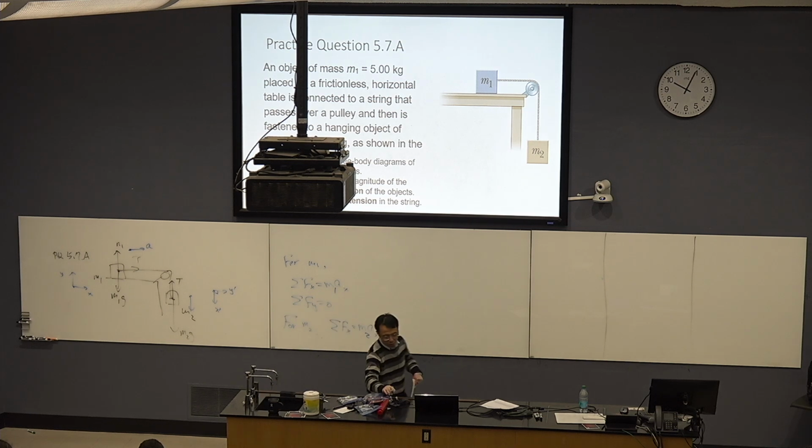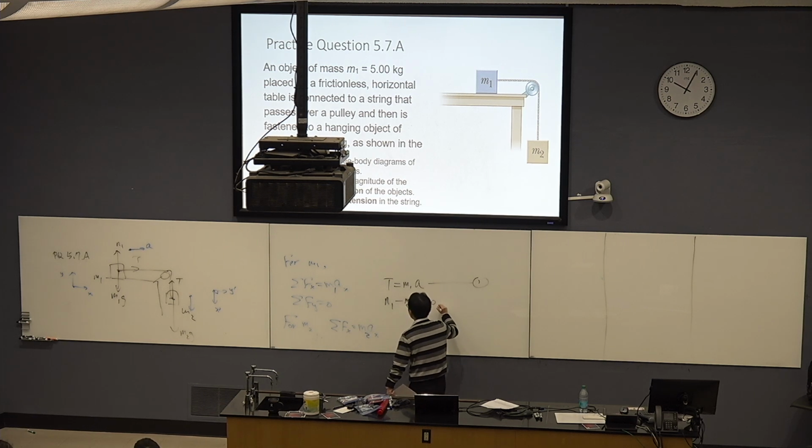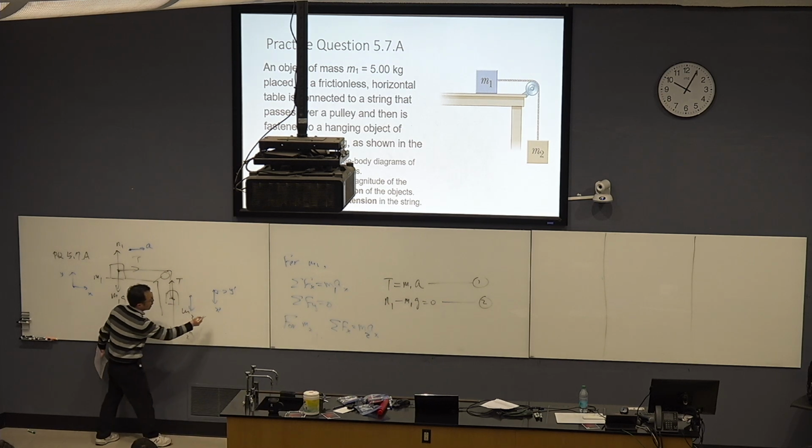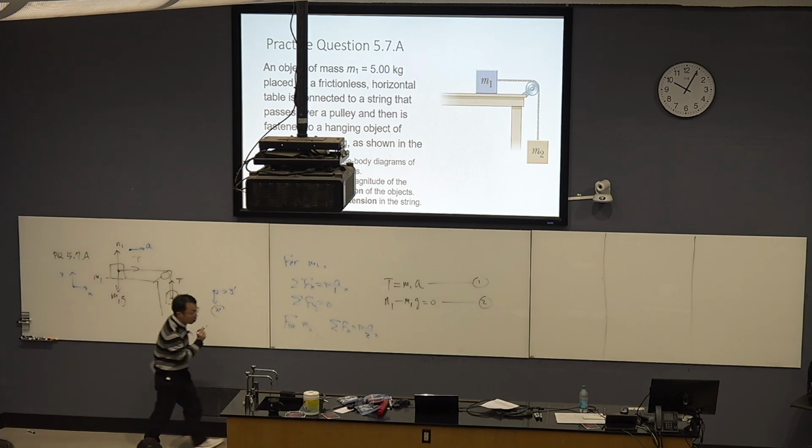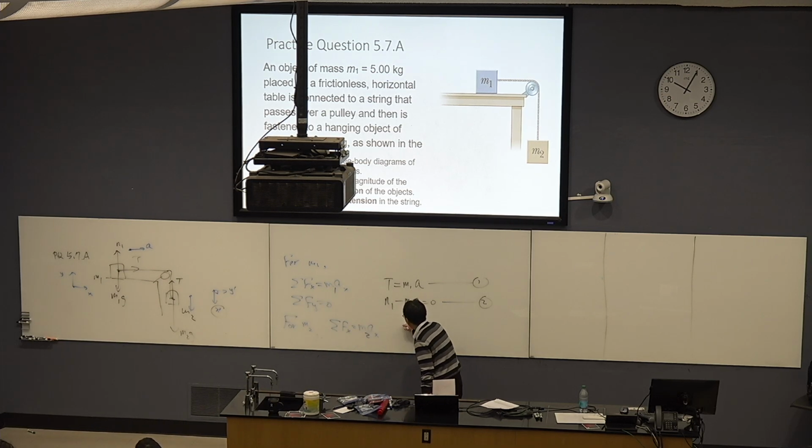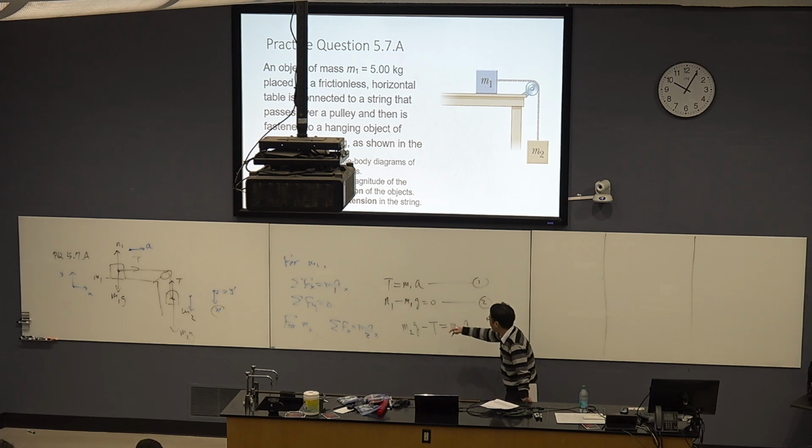And now let's write down the equations. For M1, we have tension equals m1 times the acceleration. That's equation 1. Then for M1 in the vertical direction, we have normal force N1 minus M1G equals 0. That's equation 2. And then for M2, there's only one equation. If you call downward positive for M2, and there's a reason we did that, then M2G minus the tension equals M2 times the acceleration. So pay attention, for M2, downward is positive.